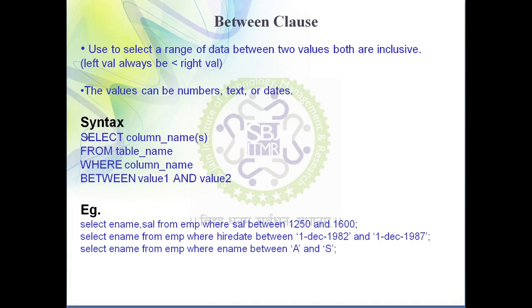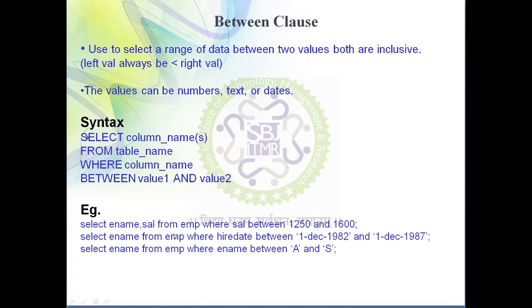And in this case you need to make sure that the left value is always less than the right value, and that value can be either a number, text or date. Now next we'll see the syntax, how to specify the between clause. Select column name from table name where condition, and then you have to specify between value 1 and value 2.